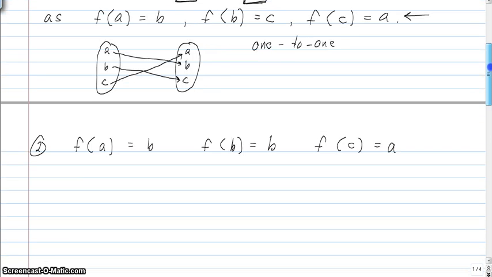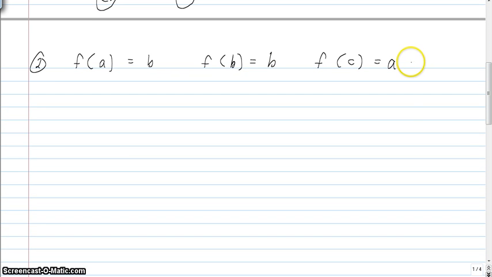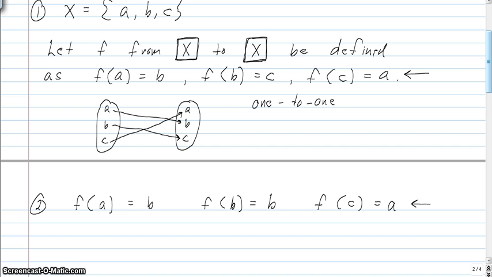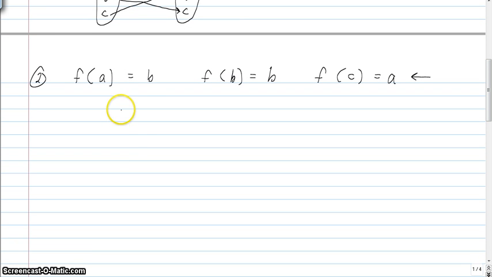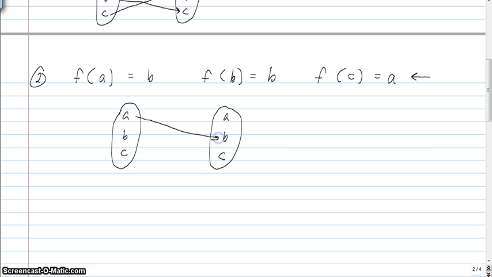So let's take a look at this second example. All I've written down is how the function is defined. I left out that the function is going from X to X again, so we've got the same domain and codomain. But what if we make a diagram of this function, with the same domain and codomain? We see something a little bit different. a goes to b again, and also b goes to b, and c goes to a.